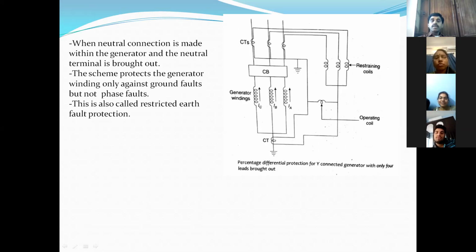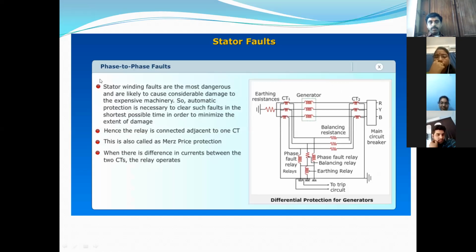Now we have seen the percentage differential protection for stator winding faults for 3 types. One is external faults, another one is internal fault, third one is only for restricted earth fault protection. So, as brief information, stator winding faults are most dangerous and are likely to cause considerable damage to expensive machinery. So automatic protection is necessary to clear such faults in the shortest possible time, because time is very important.